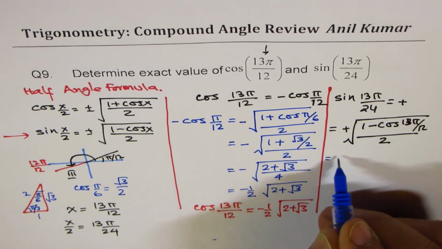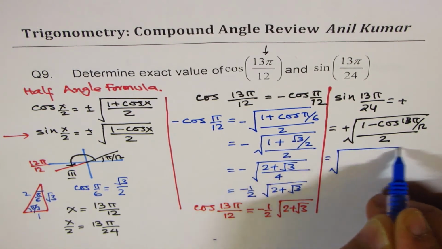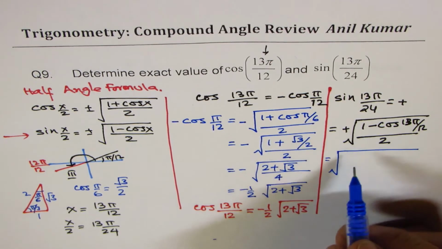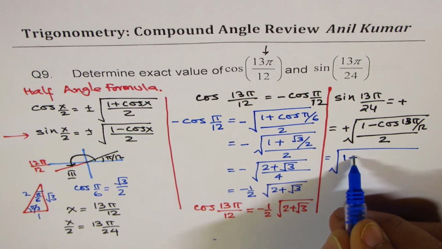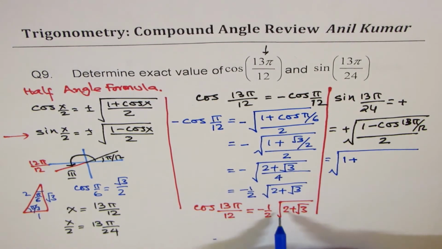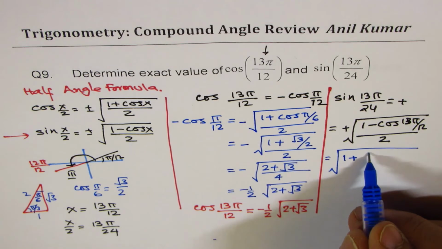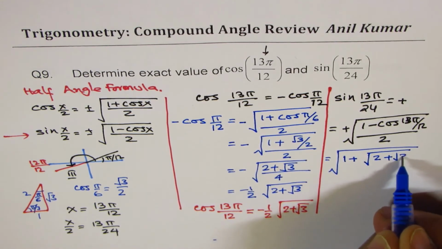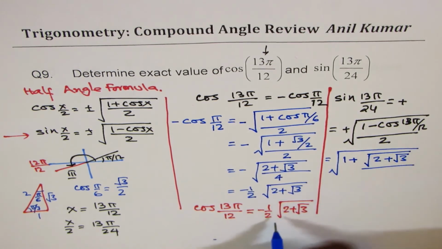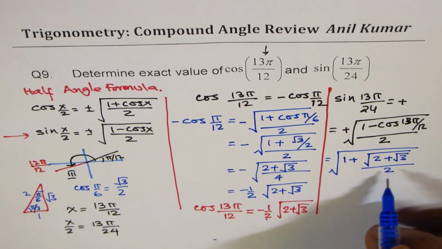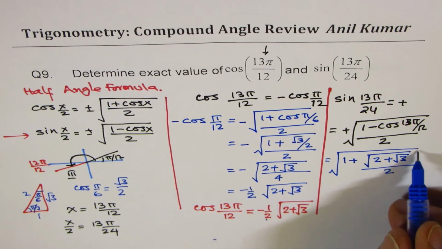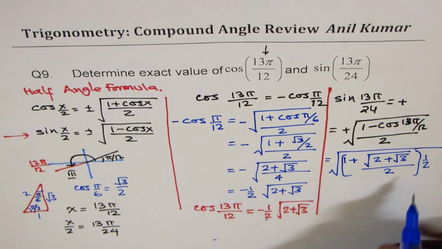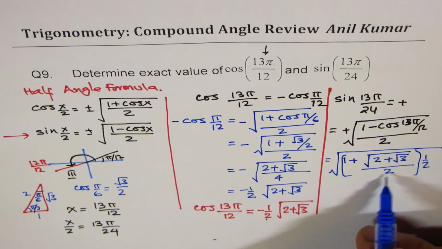Using this value, we get square root of positive outside. Now this is negative, so that negative makes this negative. So we could write this as 1 plus, making this negative, square root of 2 plus square root 3, and everything over 2. This is half, over 2. And then we again have half here, times half.